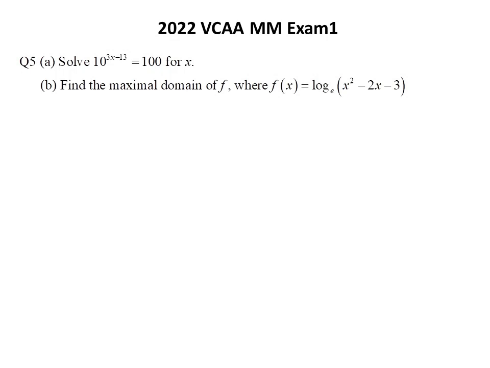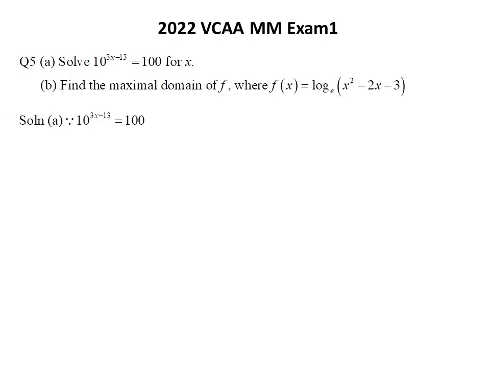Part A is to solve an index equation, 10 to the power of 3x minus 13 equals 100. Part B is to find the maximal domain of f, which equals logarithm base e of x squared minus 2x minus 3.